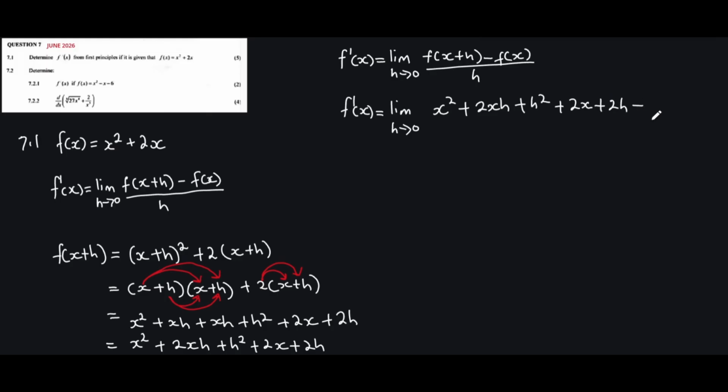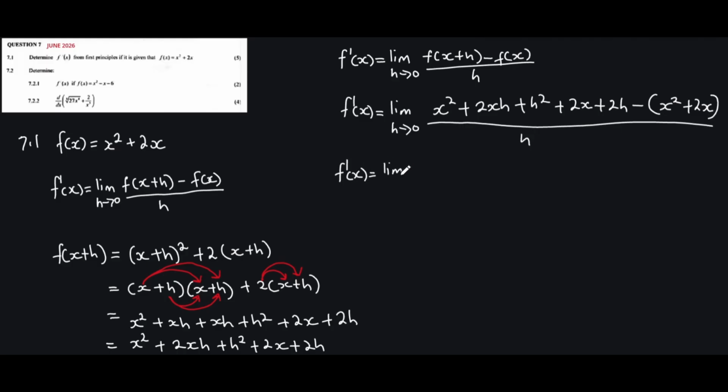And then what I want you guys to do every time, just come and put the bracket there so that you can distribute this negative properly. So you're going to put f of x there, which is x squared plus 2x. Then you're going to have x squared plus 2x there, and then you close your bracket. Then all this is divided by h, as in the formula. So let's just go and expand our brackets there.